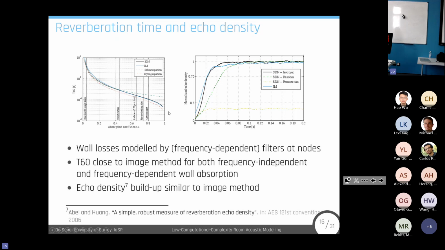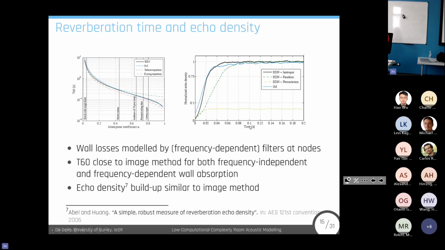Okay. Something else that is similar is what we call normalized echo density. This is a measure that was introduced by Jonathan Abel and Patty Huang, again at CCRMA, that is an objective measure of a subjective feature, which is the so-called reverberation texture. So we would hope that the texture, or in this case the buildup of texture, if you will, is similar to the baseline model that we use in this case.